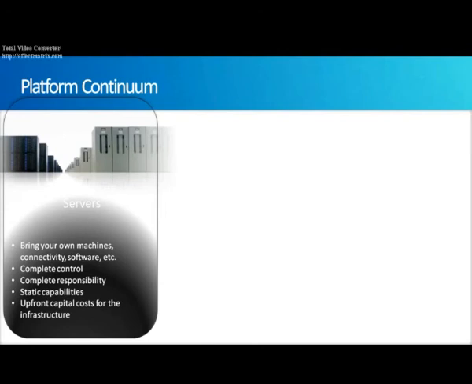There is a lot of configuration involved. There is a lot of manpower required. There is a lot of hardware cost. Everything you have to buy.